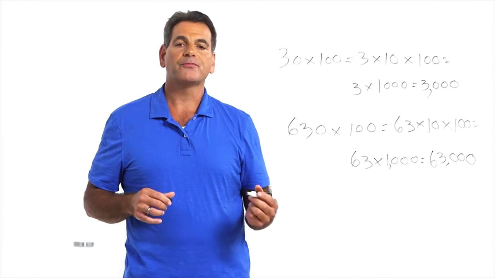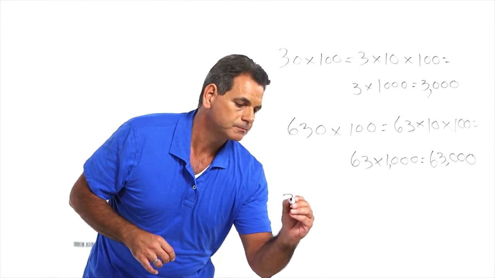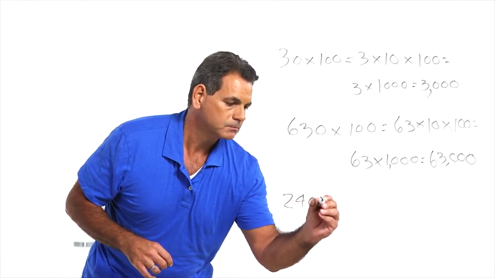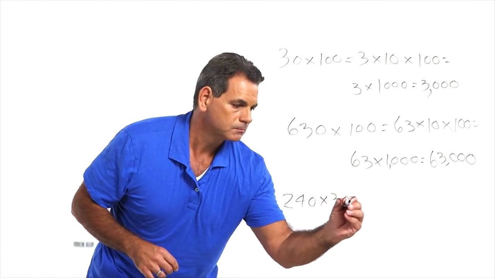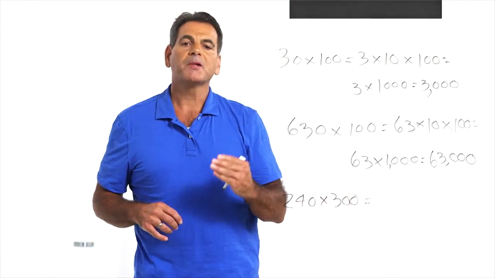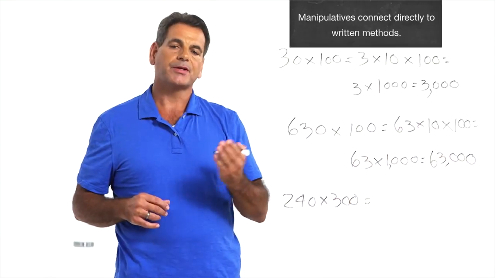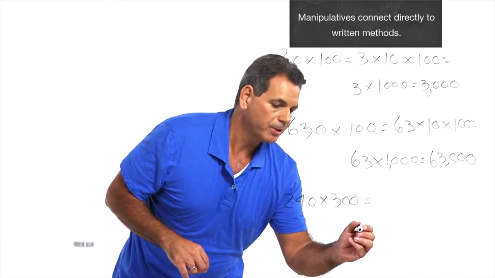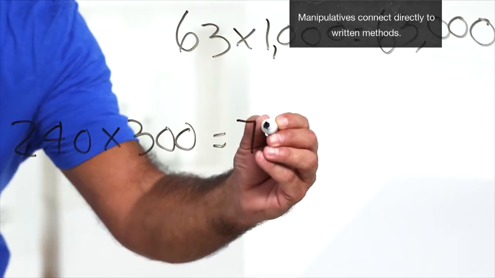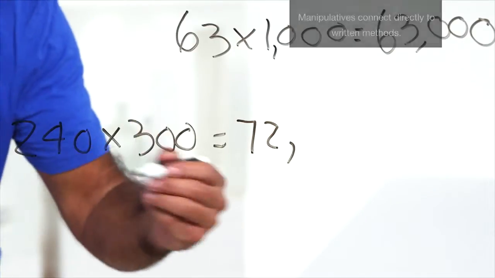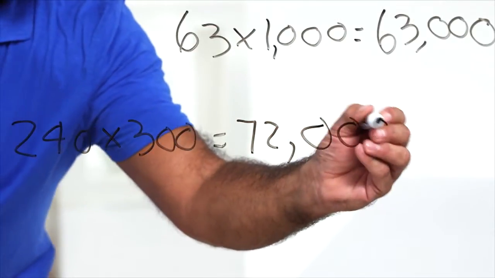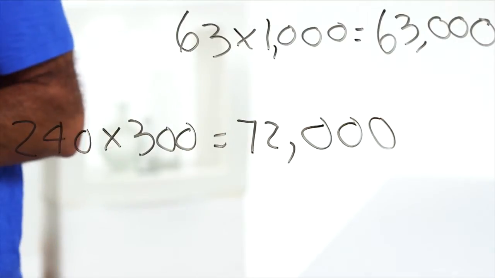Let's look at 240 times 300. We can multiply the non-zero digits and then add the number of zeros back in. 3 times 24 is 72. Add back in the 3 zeros. Your answer is 72,000. We can use the same method when working with decimal numbers.